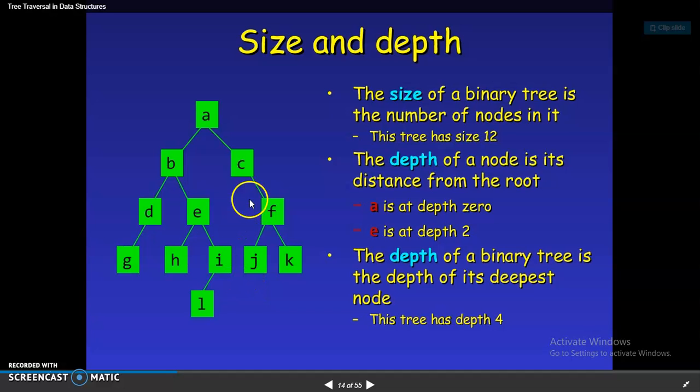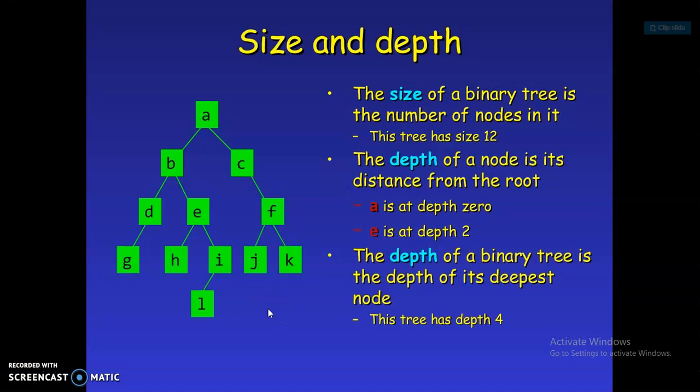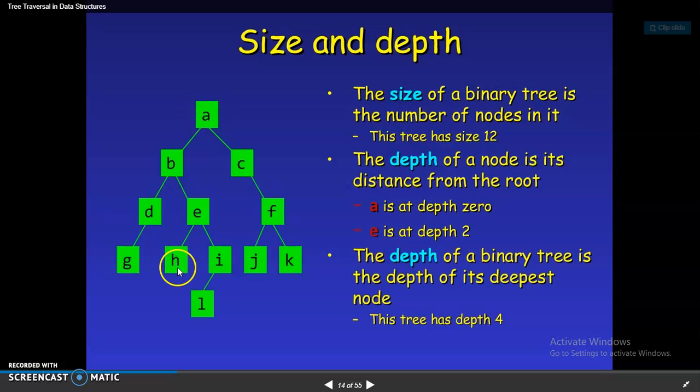Okay, what is the level of this tree? The 0th level is the A node. 1 level is B and C. 2 level is D, E, F. 3 level is G, H, I, J, K. And 4 level is L. So 4 is the last level, that is 0 to 4. 5 levels are in this tree. Okay.